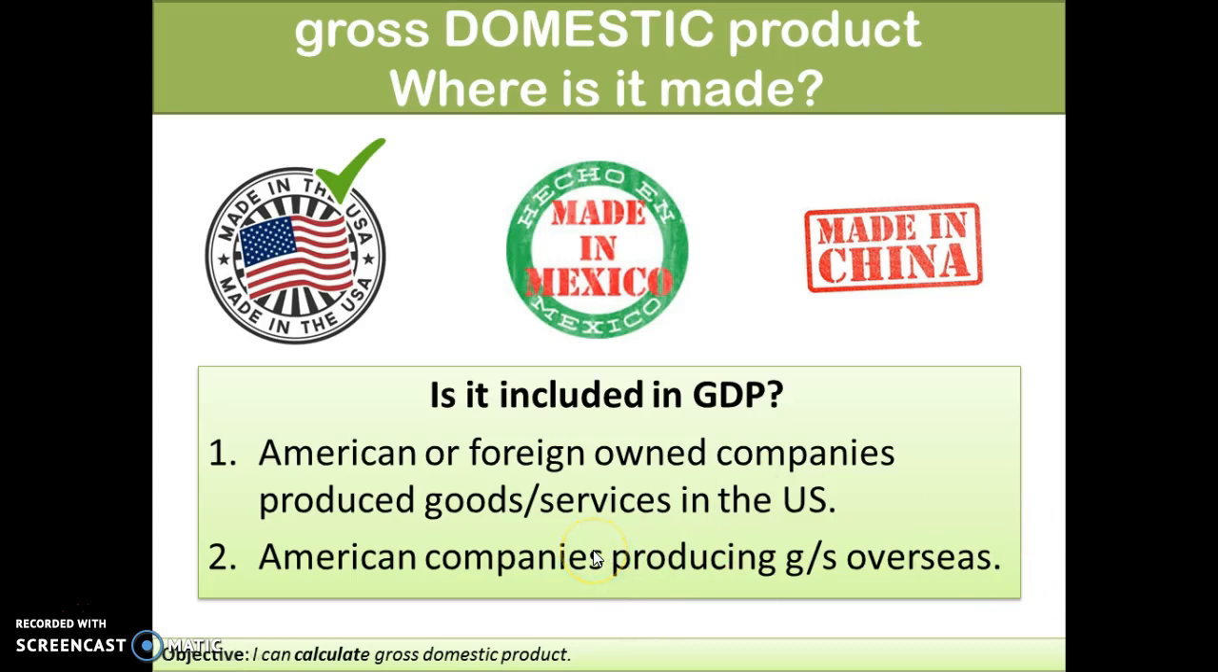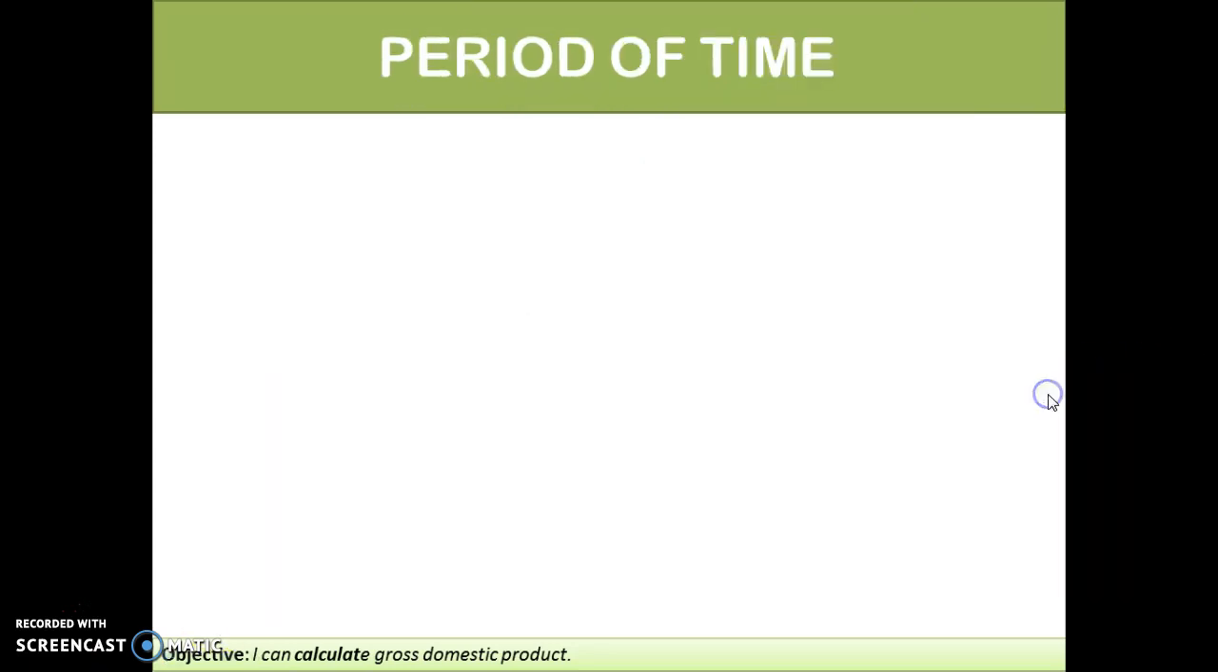And so think of Toyota. Cars produced by Toyota in the United States are included in GDP. Cars produced by Toyota in Japan and then sold in the United States, they would be part of imports, and so then they would be included in GDP. But otherwise they would not be included if they are not part of trade.